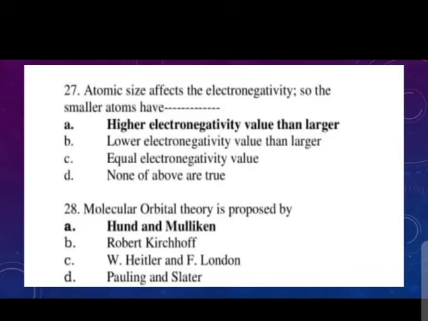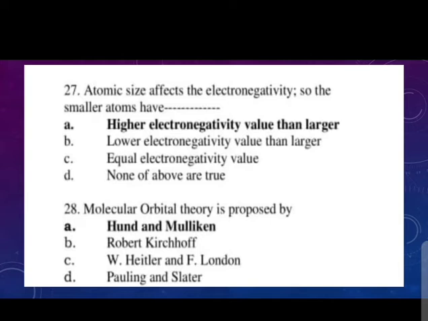Moving to our next question. Atomic size affects the electronegativity, so the smaller atoms have dash. So our options are A. Higher electronegativity value than larger, B. Lower electronegativity value than larger, C. Equal electronegativity value, D. None of above are true. So our correct option is A. Higher electronegativity value than larger.